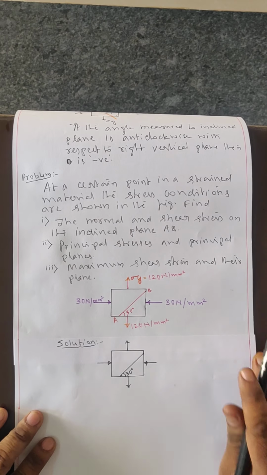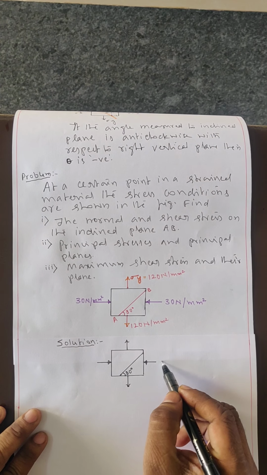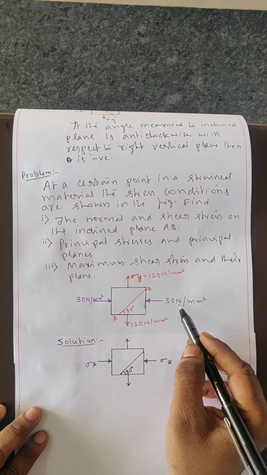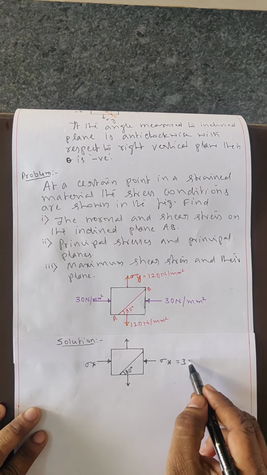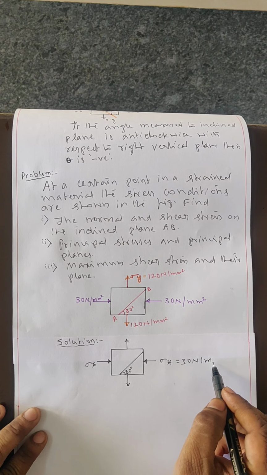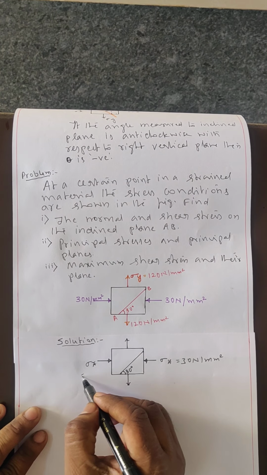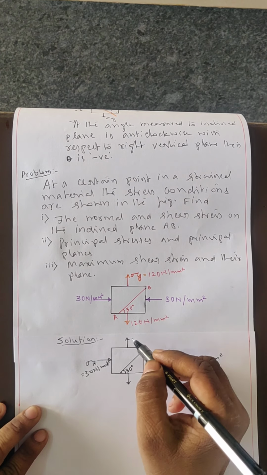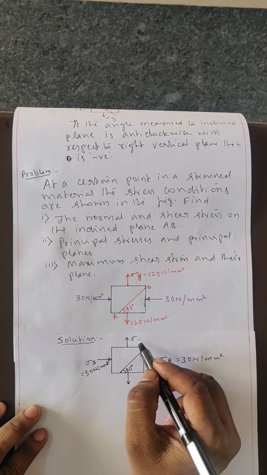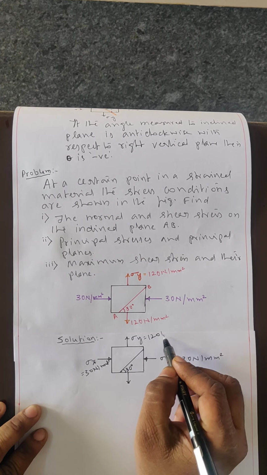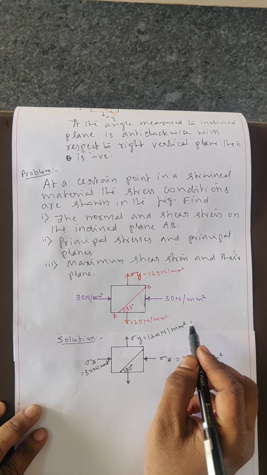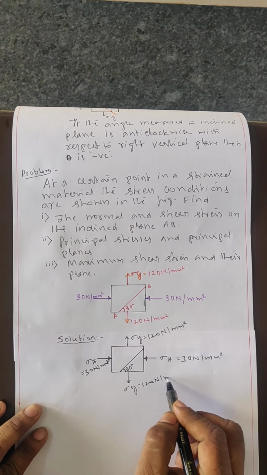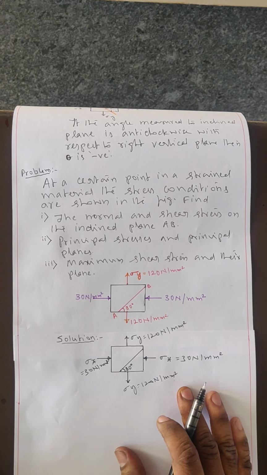Now you see here, these are horizontal forces, always we take them as sigma x. This is also sigma x. Sigma x is given as 30 Newton per millimeter square. Here sigma y is 120 Newton per millimeter square.